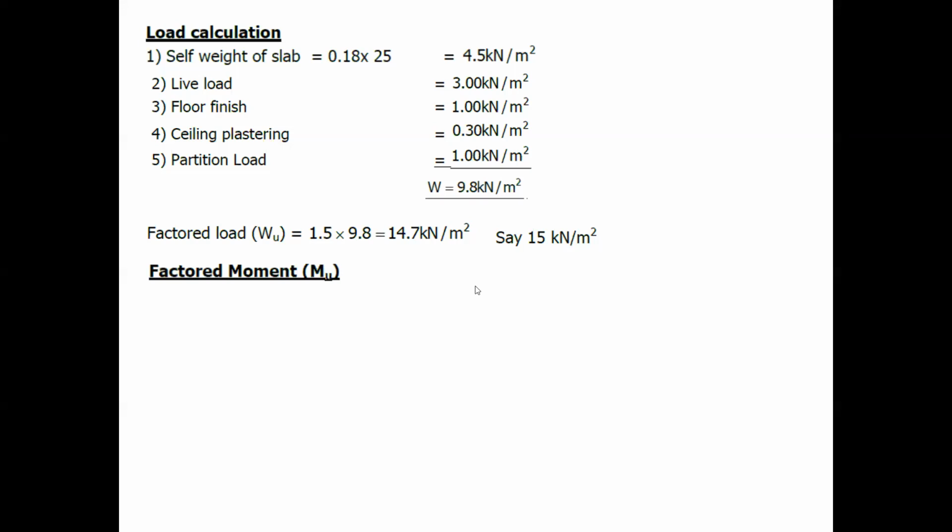Next, factored moment. What is the formula? Mu is WL square by 8, sir, because it is simply supported. When do you use WL square by 2? For cantilevers. Good. Here it is a simply supported beam, so you are going to use WL square by 8. Now substitute the values and calculate Mu.